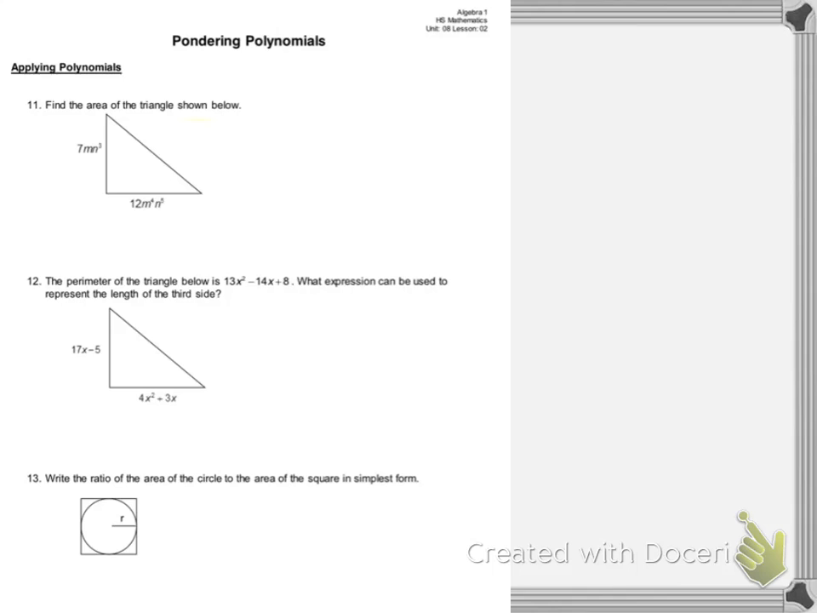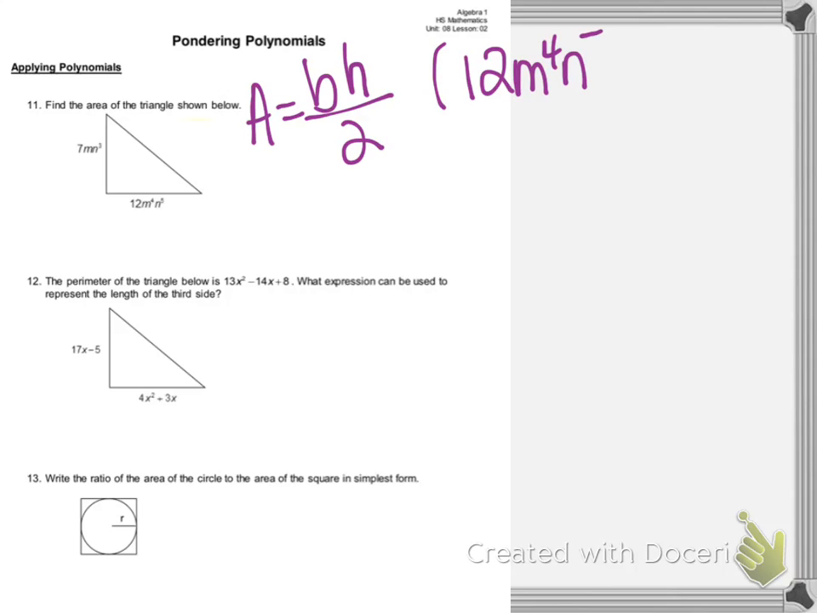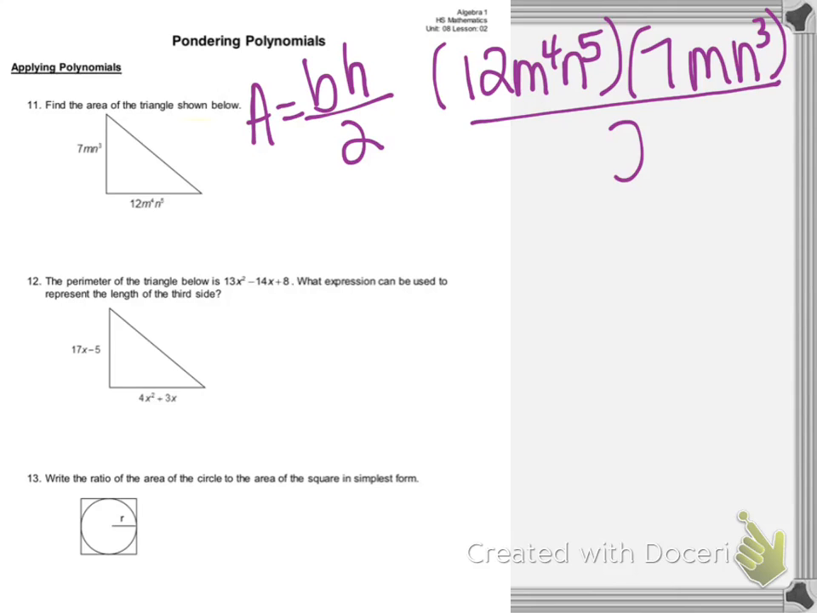And our last problems, we take them to word problems. So the first one says, find the area of a triangle shown below. Well, remember, the area of a triangle is base times height, divided by 2. So I'm going to take my base, which is 12 m to the 4th n to the 5th, and I'm going to multiply that by 7 m to the 3rd n to the 3rd. Divide that by 2. So I'm going to multiply the top first.